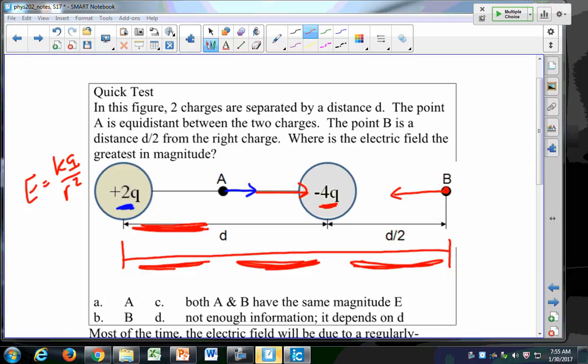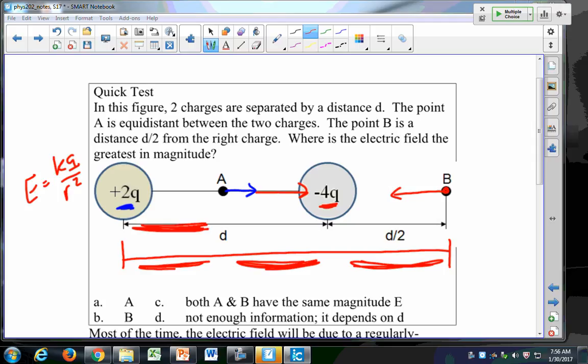That means my electric field is going to be decreased by what amount? Not a third. Yes. A ninth. Because it's r squared. If I increase this by 3, I decrease this by 9.